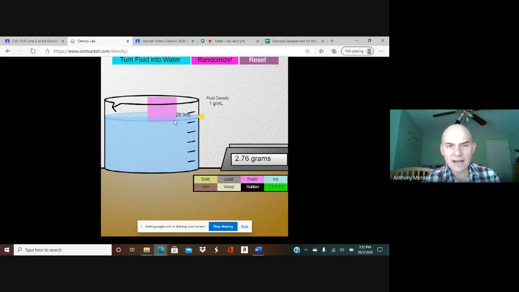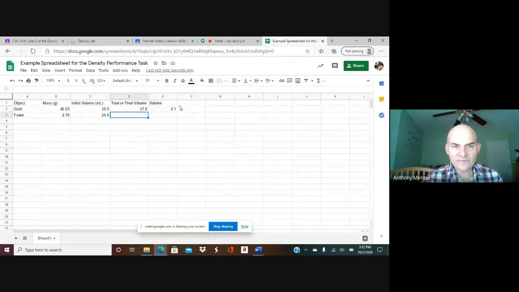So when it finally stops, we stop at 28.3. And that would be the final volume that we put in our spreadsheet. And then you can just subtract: equals 28.3 minus 25.5. And that gives you the volume of that foam object. And that's how you would continue to work for at least 4 different objects. And if you wanted to do even more, you could do them all if you want.